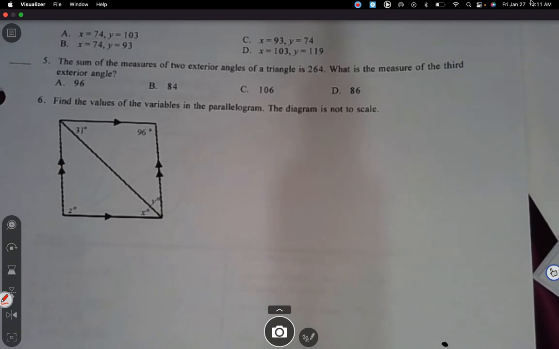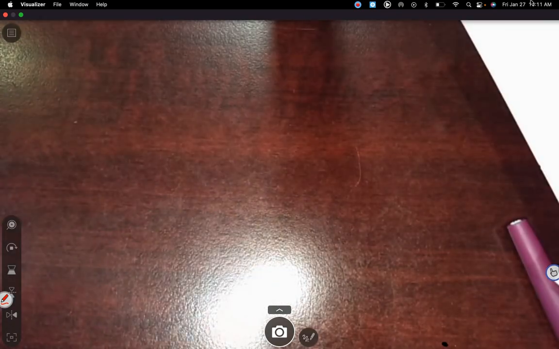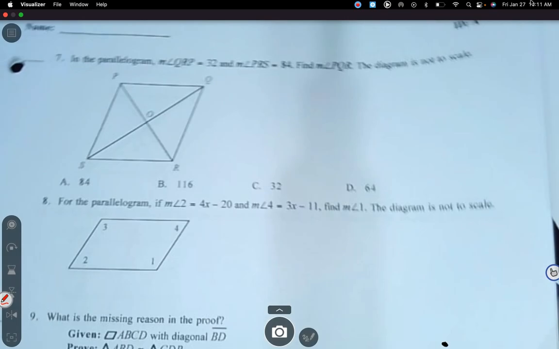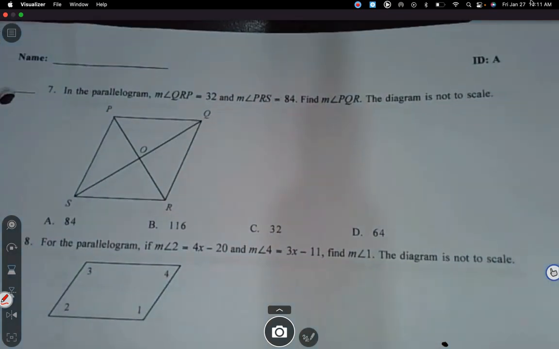Okay, number 7. All right, number 7. Let's label our angles. So it says QRP is 32. That is that angle right there. P to R to S, this angle is 84. First of all, label the correct angle. Then what is it asking for? P, Q, R, this entire angle.